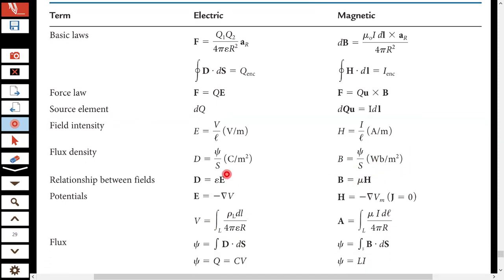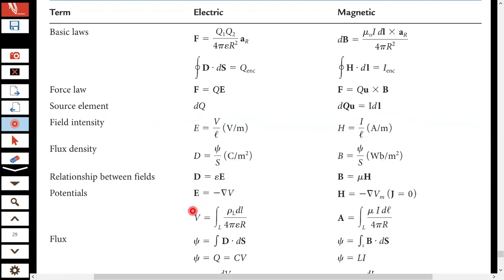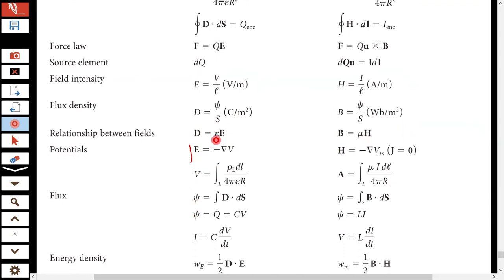And the relationship between the fields and flux density, D is equal to epsilon E, where epsilon is the permittivity of the medium, and B can be represented as mu H, where mu is the permeability of the medium. And for the potential relations, we can write the electric field as minus del V, where V is the scalar electric potential and E is the electric field intensity vector.